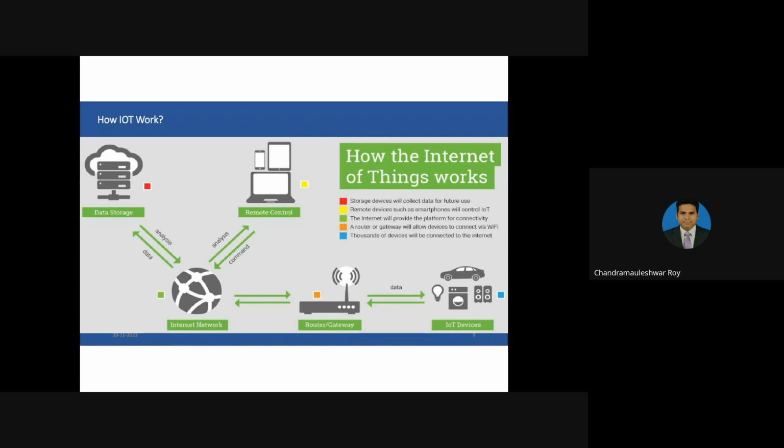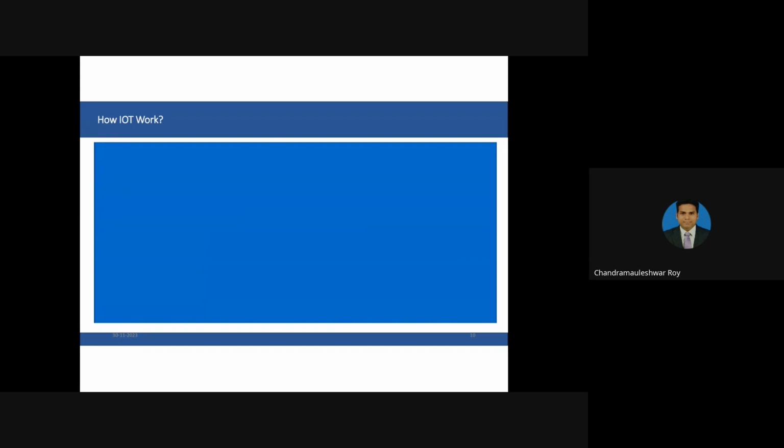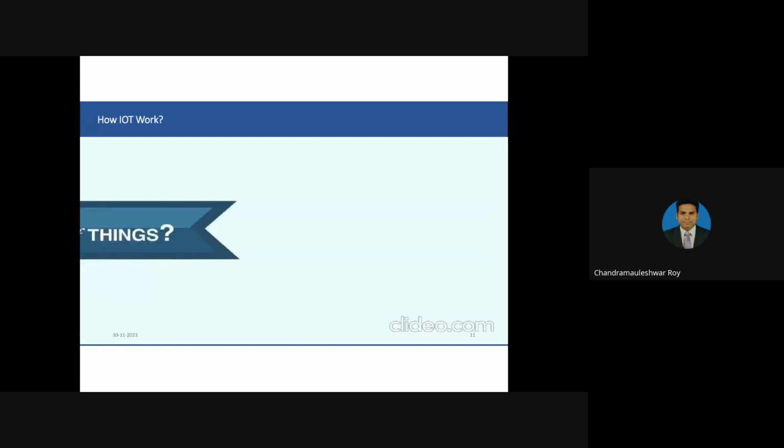Here on the right side, topmost, it is written how the Internet of Things works. First, the storage device will collect the data. For the future, we can store the data or analyze the data, or we do analytics, in the cloud. Connection of a remote device such as a smartphone will basically control the IoT. Then the internet basically provides the connectivity platform, or networking. A router and gateway will allow devices to connect via Wi-Fi, and thousands or billions of devices will connect to the internet. We would show one video here, but time is very short.